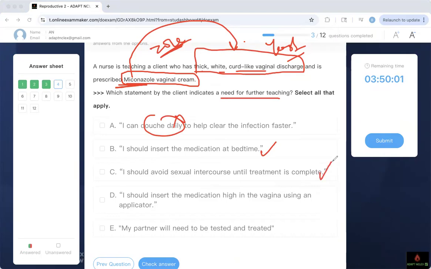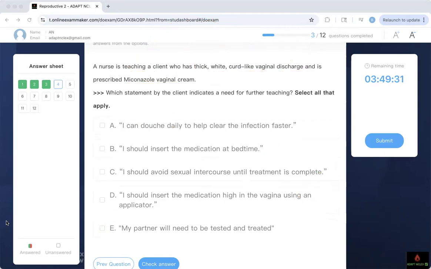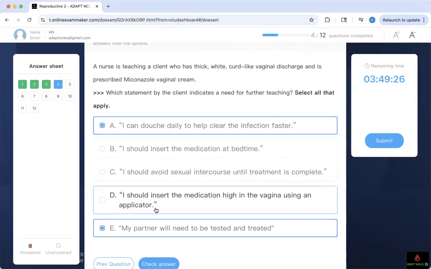I should insert the medication high in the vagina using the applicator. They give you an applicator. You've got to put it all the way up. Therefore, this is good. My partner will need to be tested and treated. This is a misconception. You have to emphasize this, otherwise there's going to be a problem in the house. My partner will need to be treated and tested? No. Yeast infection is not sexually transmitted. It's not an STI. Therefore, the partner does not need to be treated. NCLEX will do that to you. It's a misconception. Every time they give you a yeast infection question, watch for that. The partner doesn't need to be treated.